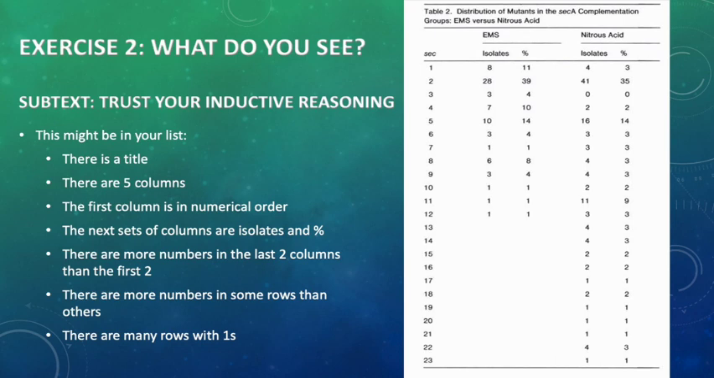However, let me take a look at that. There are more numbers in the last two columns than the first two columns. And there are ones towards the end of the column. There are bigger numbers in some than others. And there are many rows with ones. Okay, so that's good. That's what I wanted you to see. Just the very basic things. Trust yourself to observe what's there.